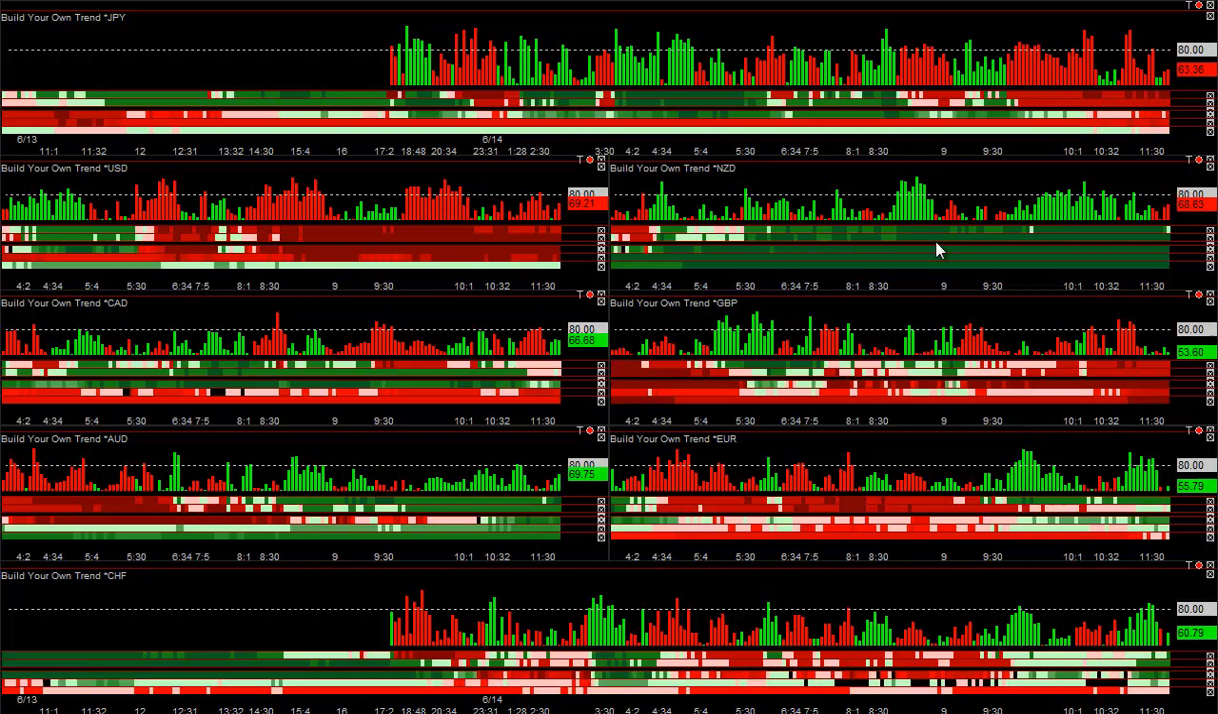Anytime you have a currency that's strong on all time frames, like the New Zealand, it's pretty much a no-brainer. You want to buy the New Zealand versus one of the weaker pairs today, such as the dollar.